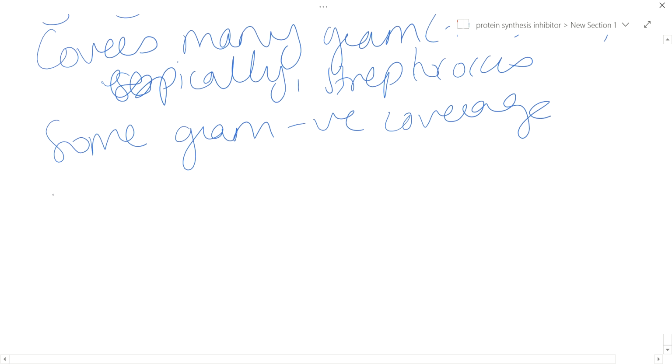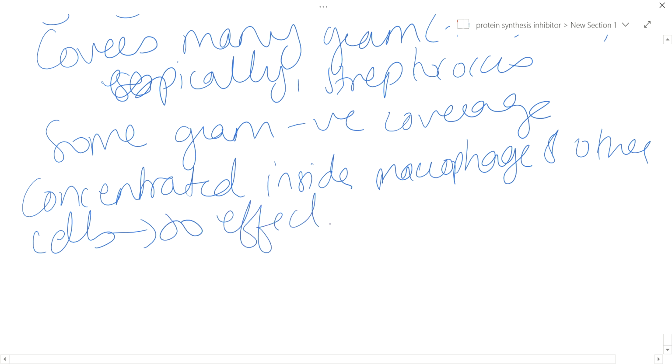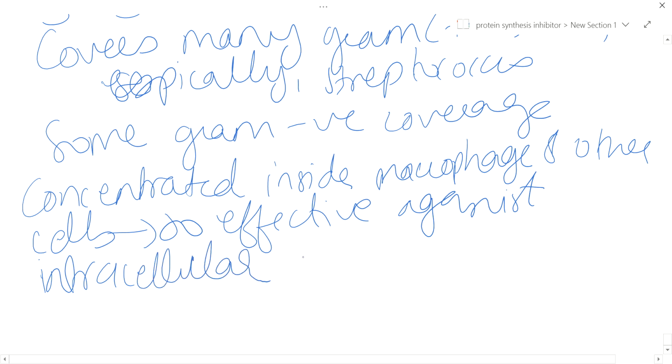It is also concentrated inside macrophages and other cells, so it is effective against intracellular organisms. We have already studied in our previous video that aminoglycosides were not effective against intracellular pathogens, but macrolides, which we are studying today, are effective against intracellular pathogens such as chlamydia and legionella.